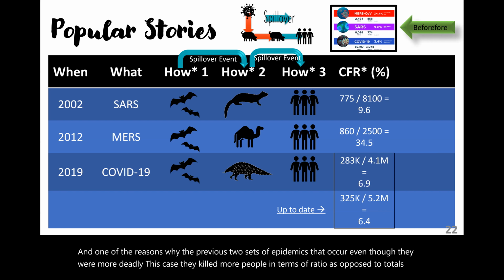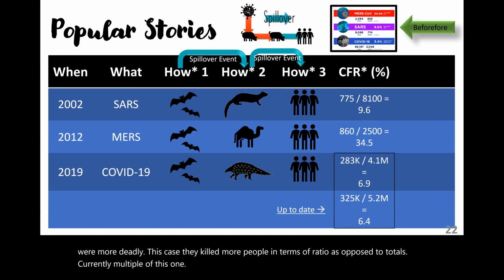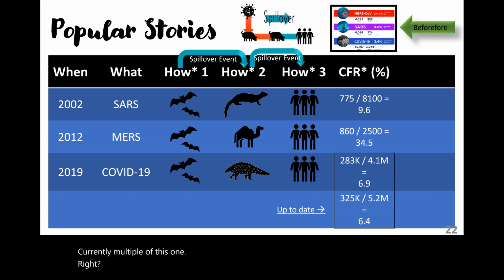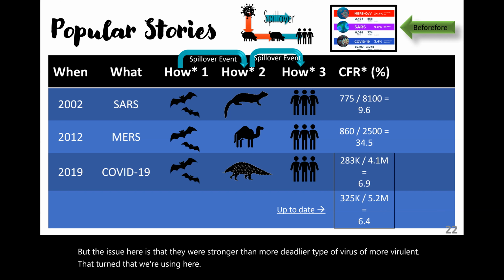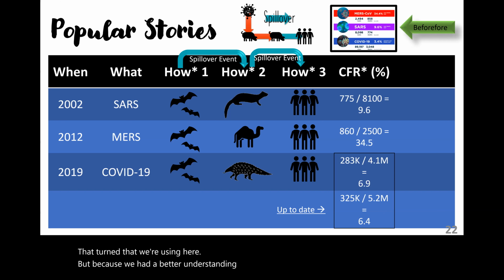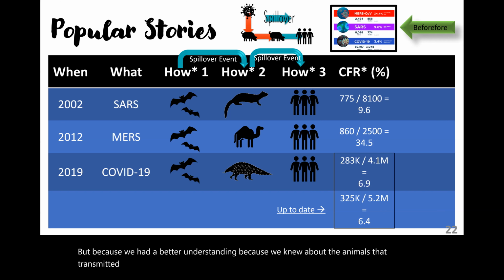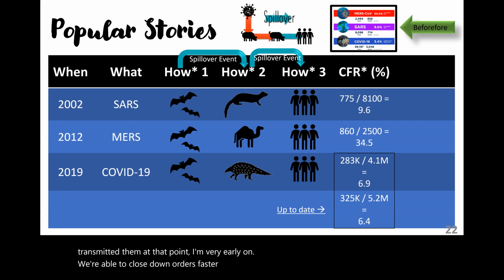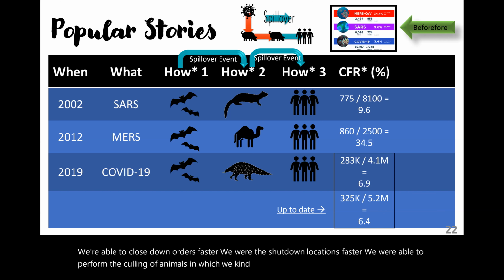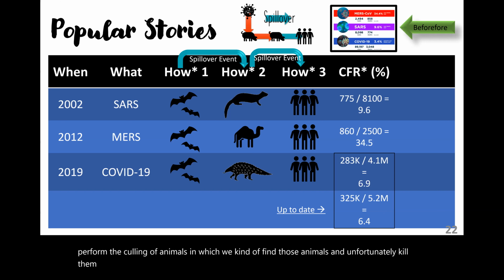Currently, more people have died behind this one, right? But the issue here is that they were stronger, a more deadly type of virus, they were more virulent, the term that we're using here. But because we had a better understanding, because we knew about the animals that transmitted them very early on, we were able to close down borders faster. We were able to shut down locations faster. We were able to perform what we call culling of animals, in which we find those animals and unfortunately kill them, right, as a way to remove them from this.